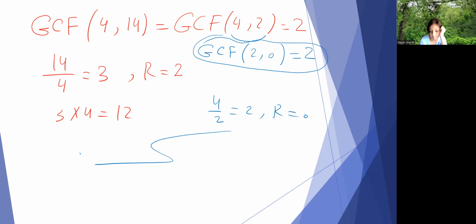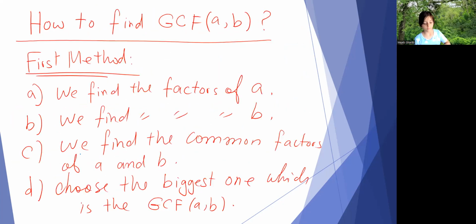Maria is now going to repeat the same in short. How to find the GCF of A and B? A and B are the two numbers. The first method is we find the factors of A, then we find the factors of B. Next, we find the common factors of A and B. Last, choose the biggest one, which is the GCF of A and B.